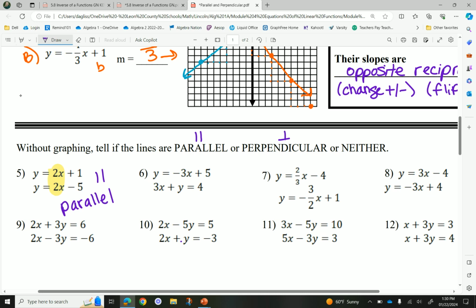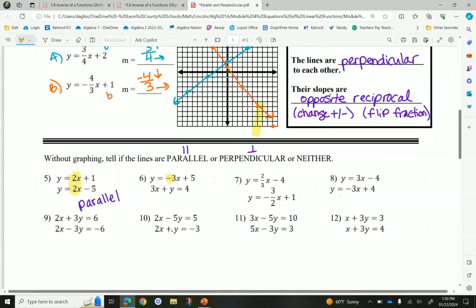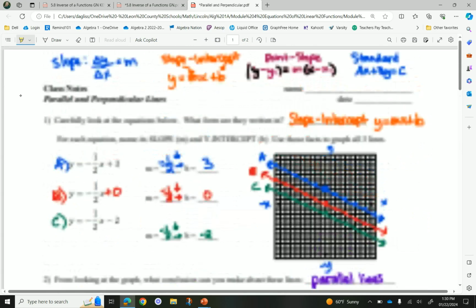These are parallel lines. All right, number 6. I know the slope of the first one is -3, right? But I have an issue with this bottom one because I don't have y by itself, okay? When it's in standard form like this, I'm going to go back up to the top real fast.